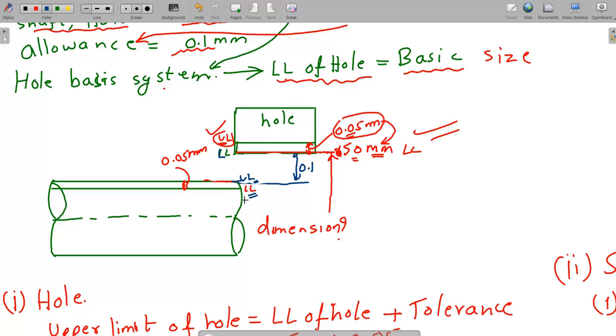Now lower limit of a shaft, how will you find? See, this tolerance value is already given, that is 0.05. So lower limit will be what? This particular upper limit minus this particular distance. If you do, definitely I will get this distance, that is lower limit. So lower limit will be equal to upper limit of a shaft minus tolerance value.